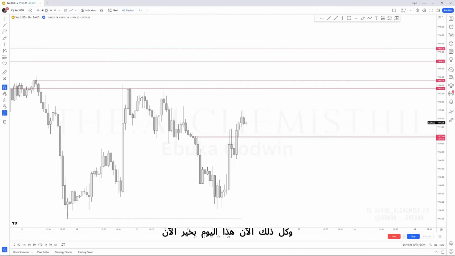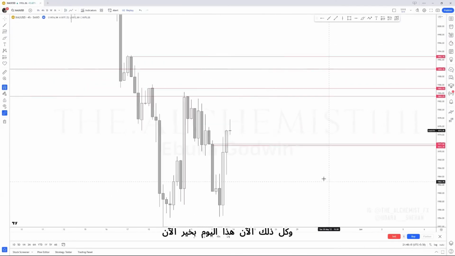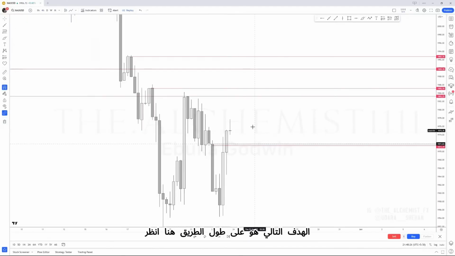Now this day, okay, now you know that this is the daily support. These are your weekly resistance. So if you are trying to take a buy here, your next target is all the way up here. Look at that. That is a 111 pip target. Worth the risk, right? Worth the risk. But this is why you need to be flexible, very flexible.